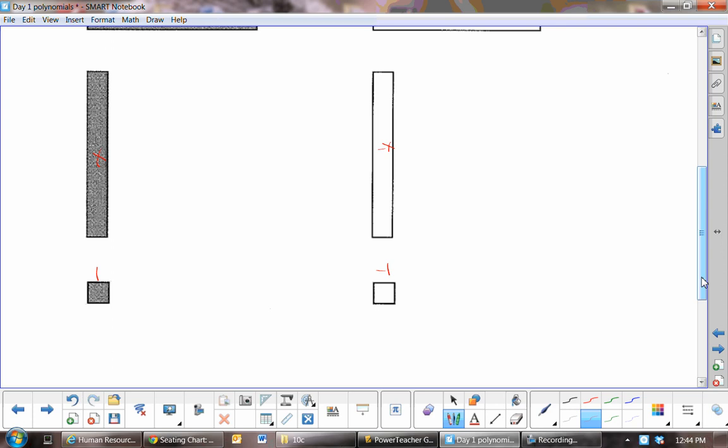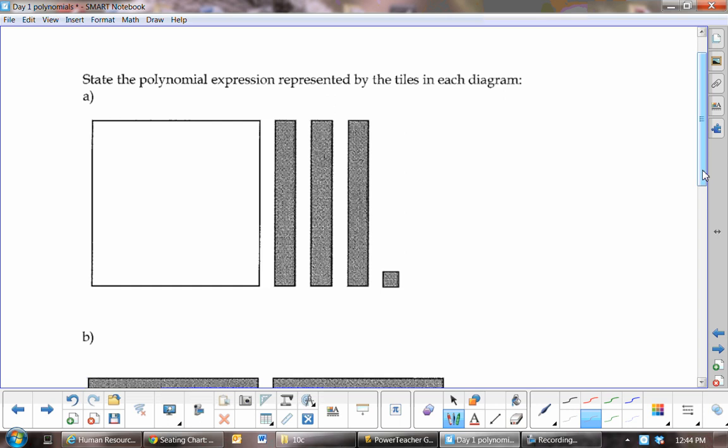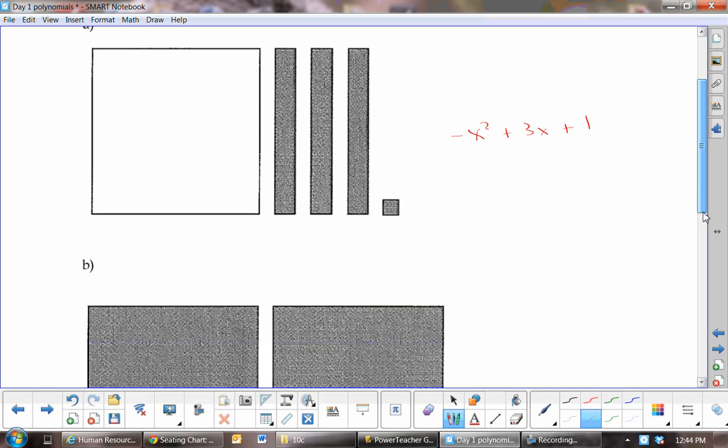So let's just identify this. What would this polynomial represent? What is it? Negative x squared plus 3x plus 1. How about this one? 2x squared, no, 3x squared. Jeez.